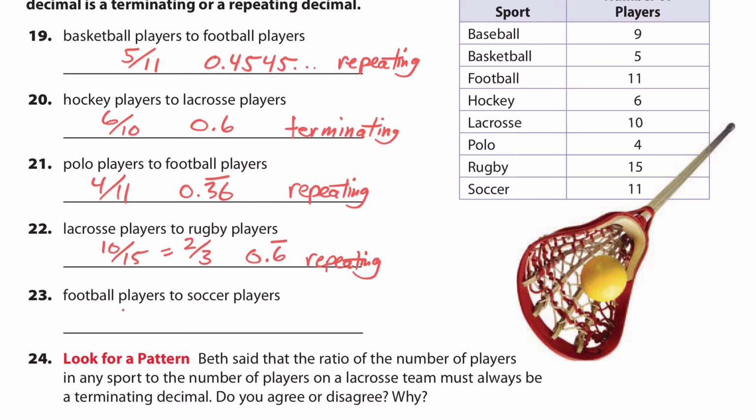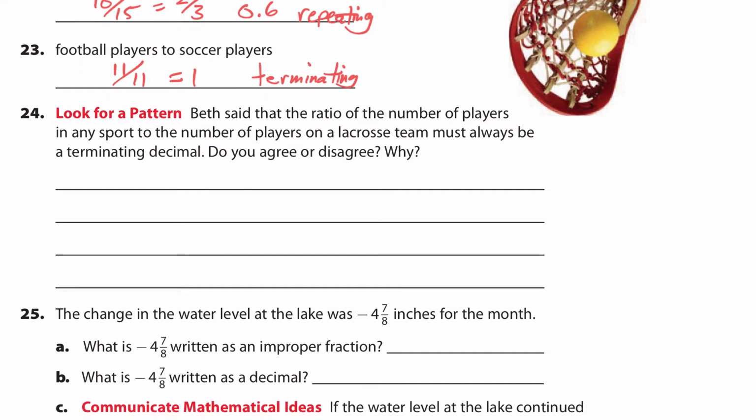Football players to soccer players. Football I see is 11 and soccer players is also 11. So that's equal to 1. So that's terminating. Nothing repeating there.